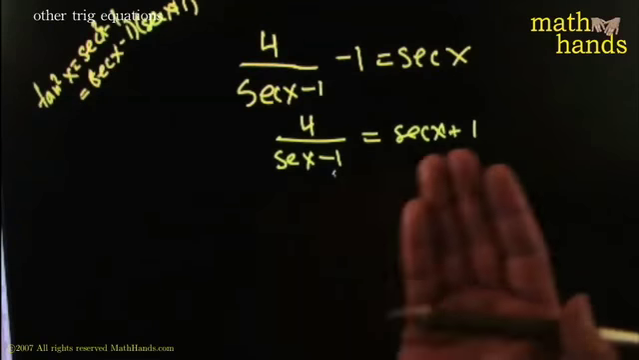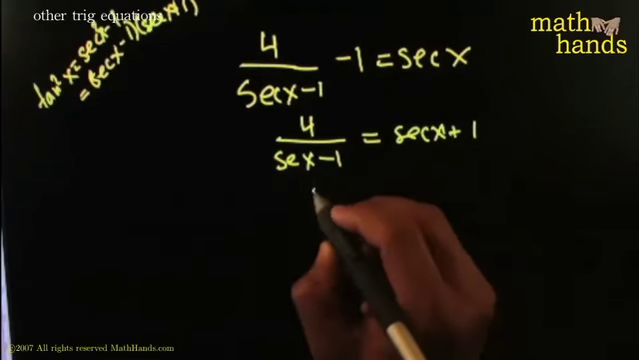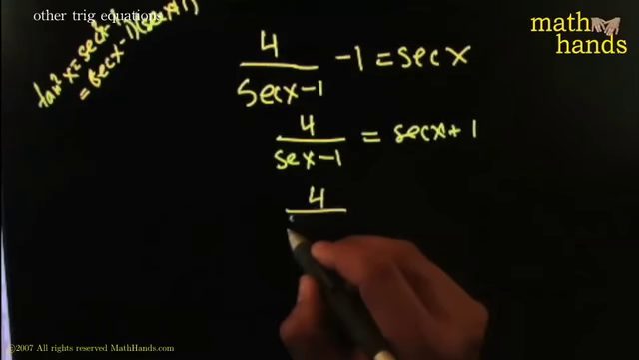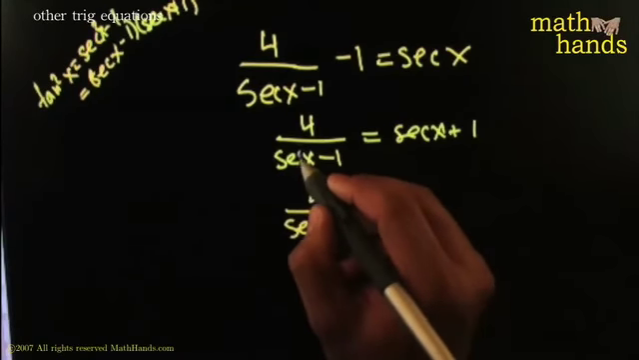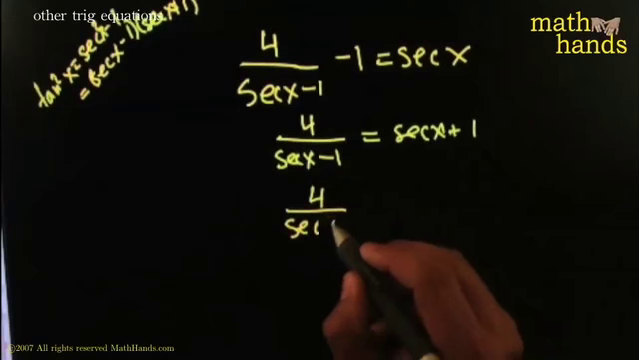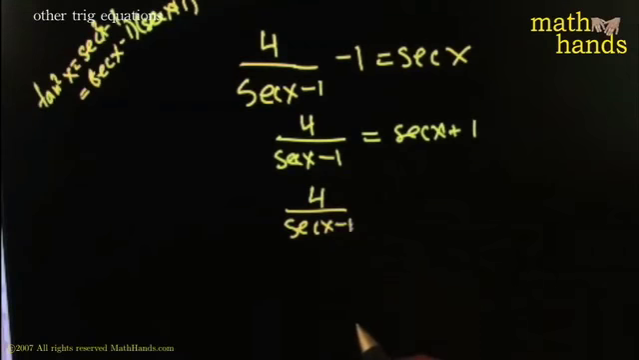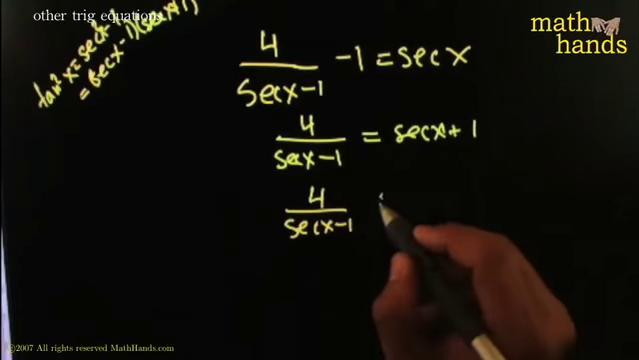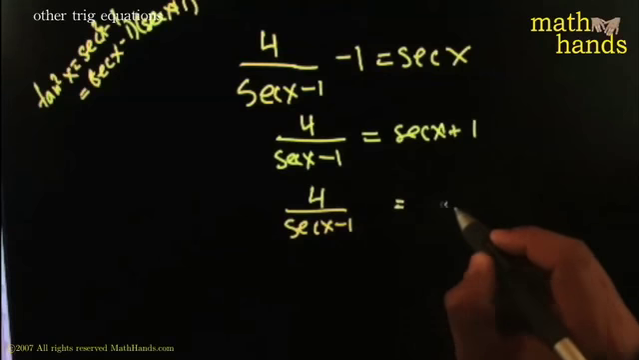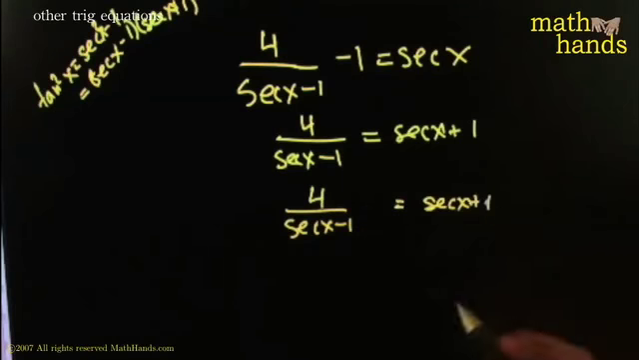So I'll multiply both sides by it. And here again, as I multiply both sides, whoa, that was a Freudian slip. Secant x minus 1 is equal to secant x plus 1.